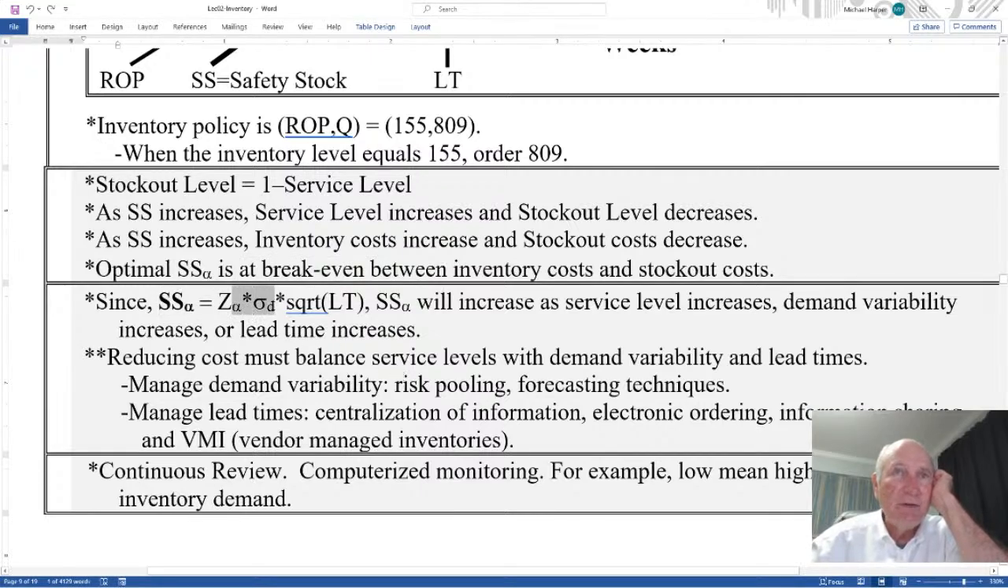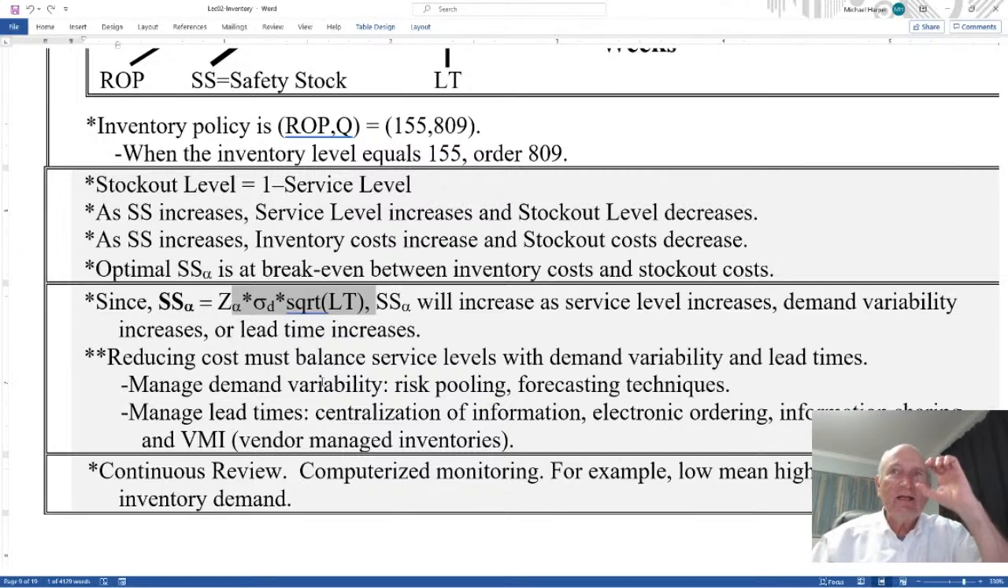But if the demand variability increases, the safety stock increases. If the lead time increases, safety stock increases. Well, that should be logical, right? The more uncertainty you have, the more safety stock you want to guard against stockout. The longer the lead time, the more uncertainty you're looking at, the greater the safety stock.